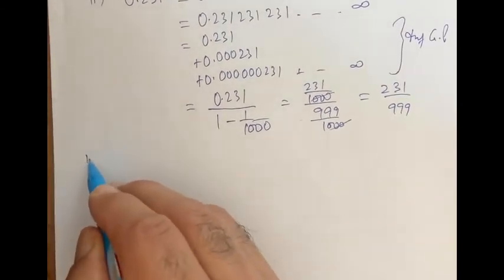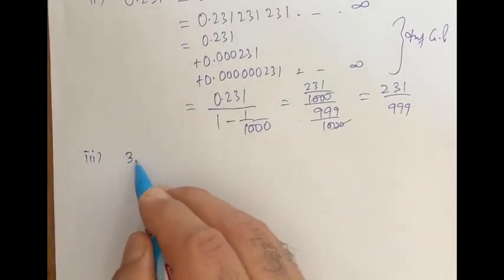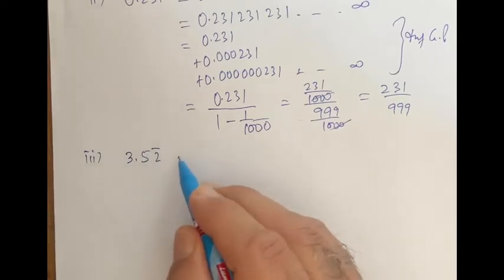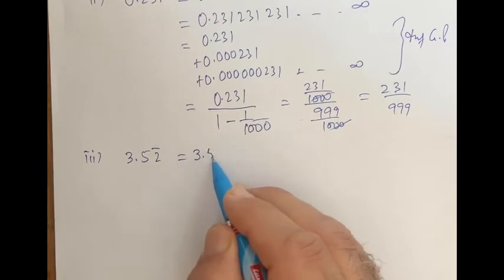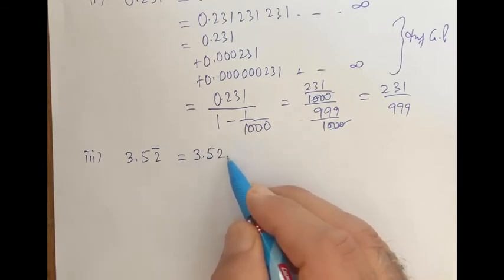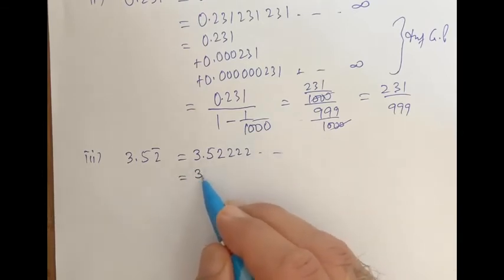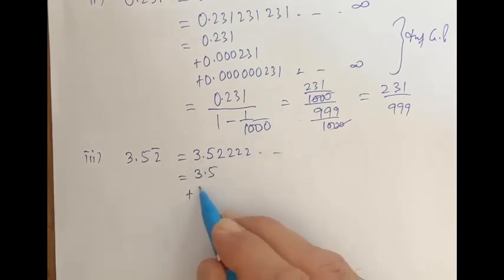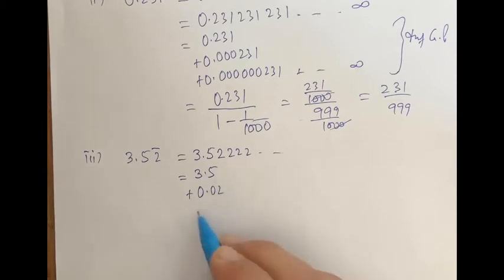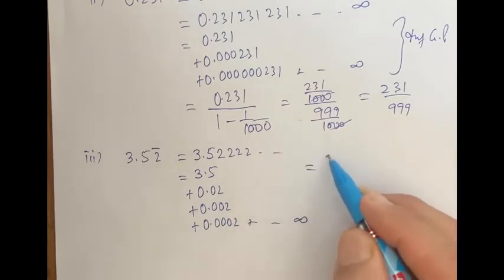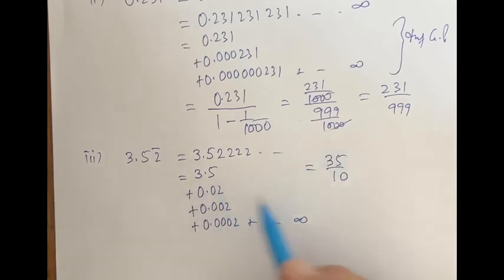And the third part, it's 3.52. So here the bar is above 2, therefore only 2 is a repeating decimal digit. 3.5222 and so on. This can be written 3.5 plus 0.02 plus 0.002, 0.0002 and so on up to infinity. This is 35 upon 10, 3.5.